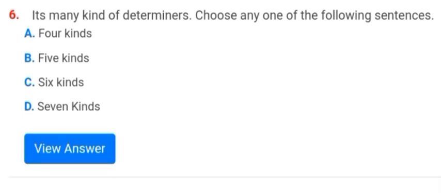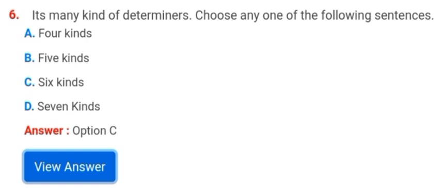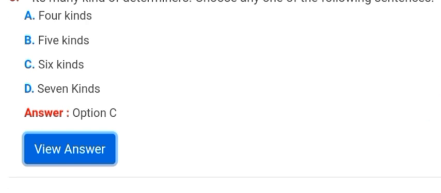Question number 6. There are many kinds of determiners. Choose any one of the following. A: 4 kinds, B: 5 kinds, C: 6 kinds, D: 7 kinds. Correct answer: C, 6 kinds.